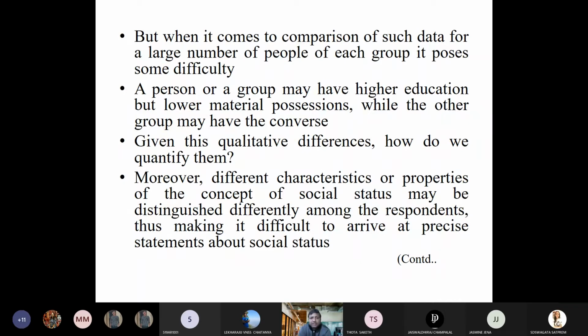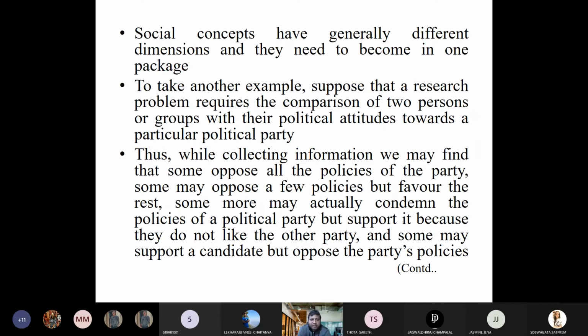Social concepts generally have different dimensions, and they need to become one package. There are different dimensions in the social concept, and we want to bring them into one package so that we can make it.